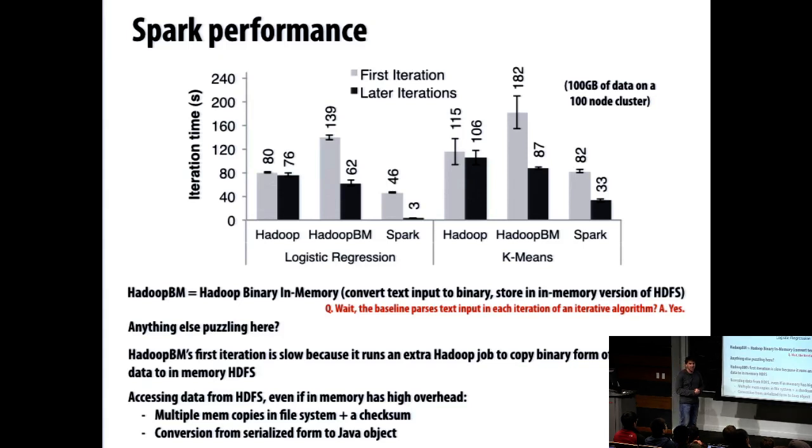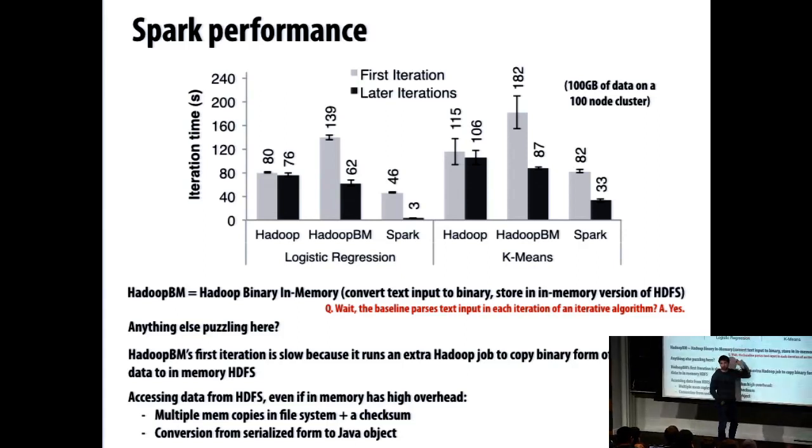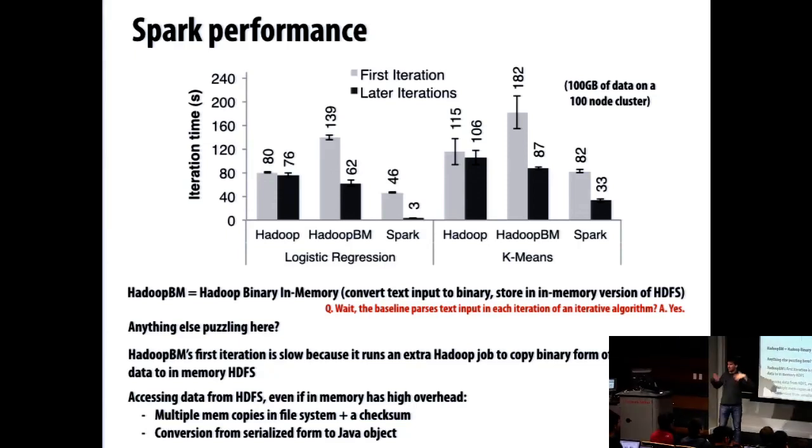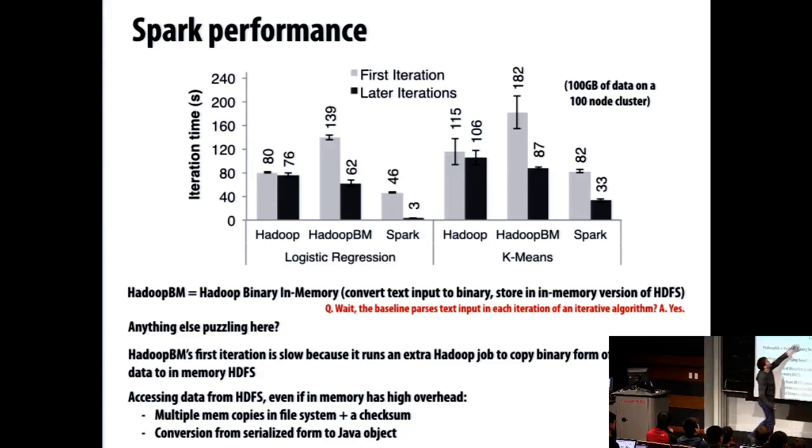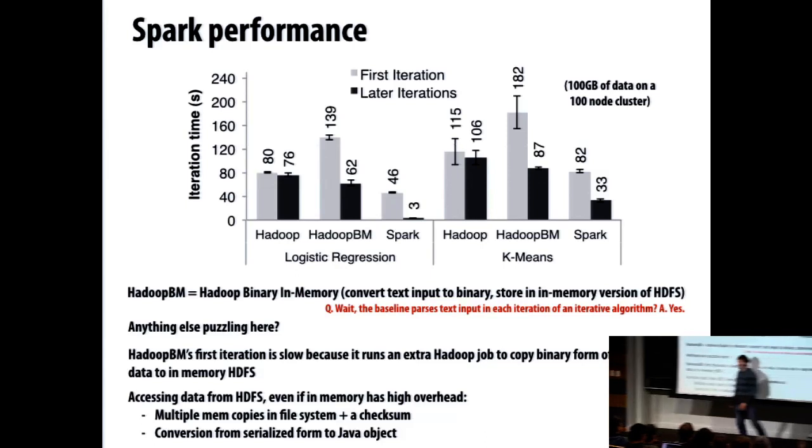Spark is really fast. Pretty fast, right? So first of all, why are all the subsequent iterations faster than the first one? Because the inputs are coming from memory. You do not see that speedup in Hadoop because it's coming from the file system every time. Okay, good, that's good.